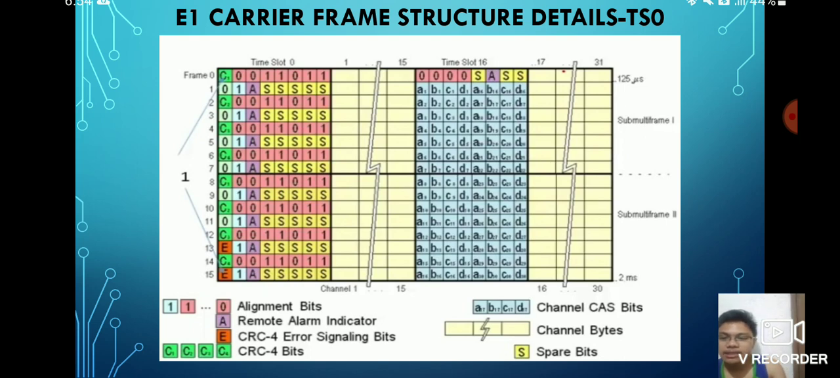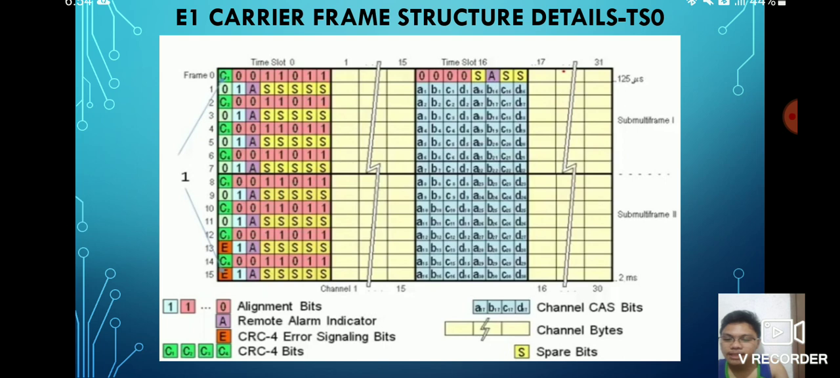Bits 2 to 8 in time slot 0 are used for the frame alignment signal. A fixed FAS 0011011 is transmitted, which enables the frame alignment of each frame between transmitter and receiver. This is transmitted in alternate frames. This enables the receiver to synchronize with the transmitter.